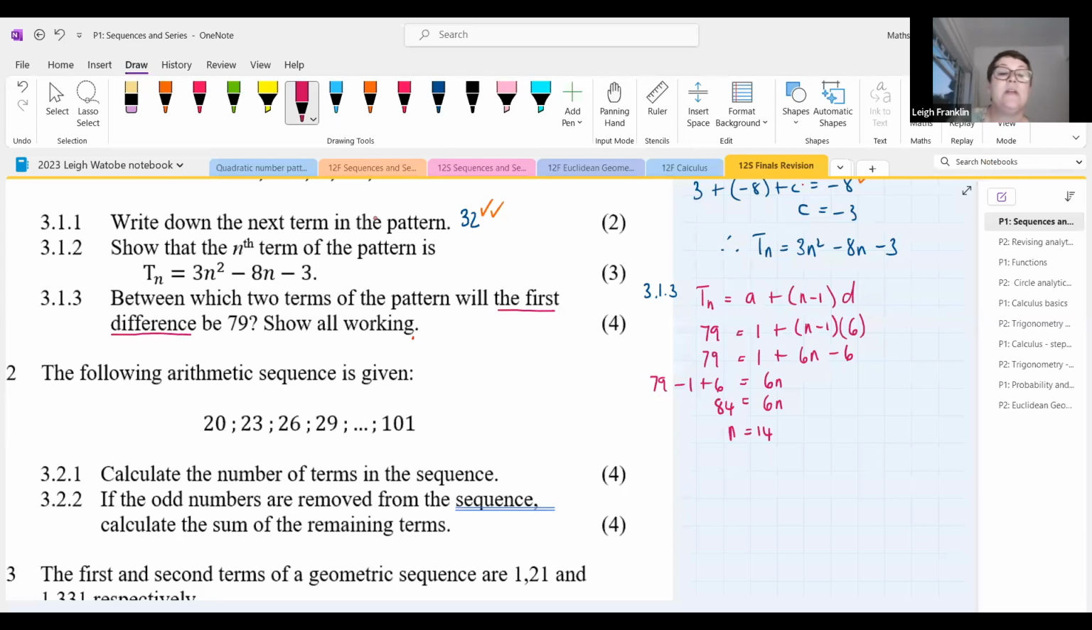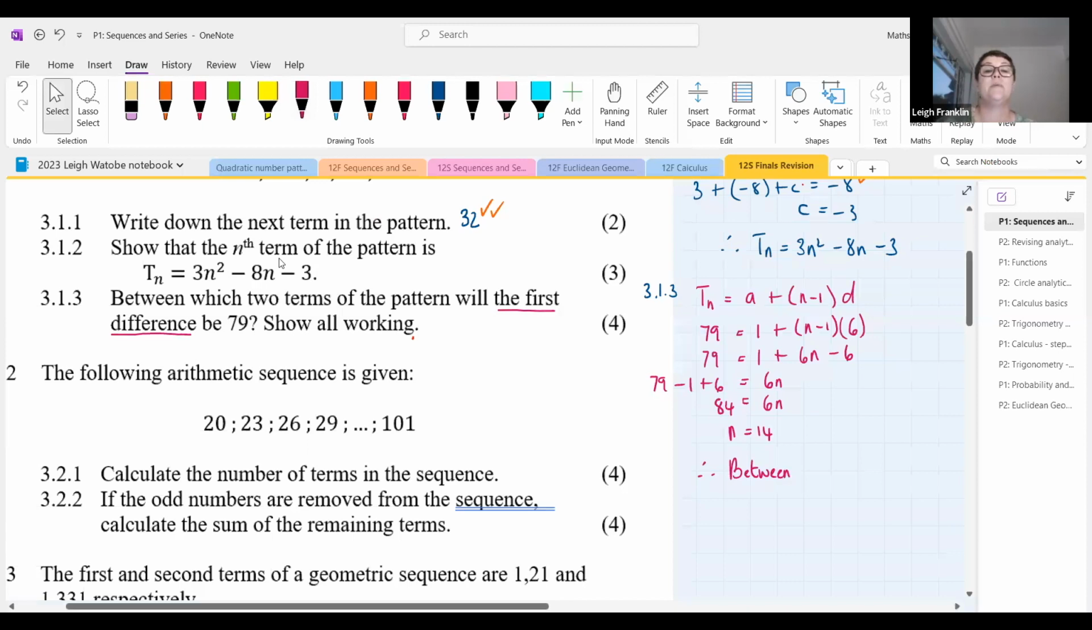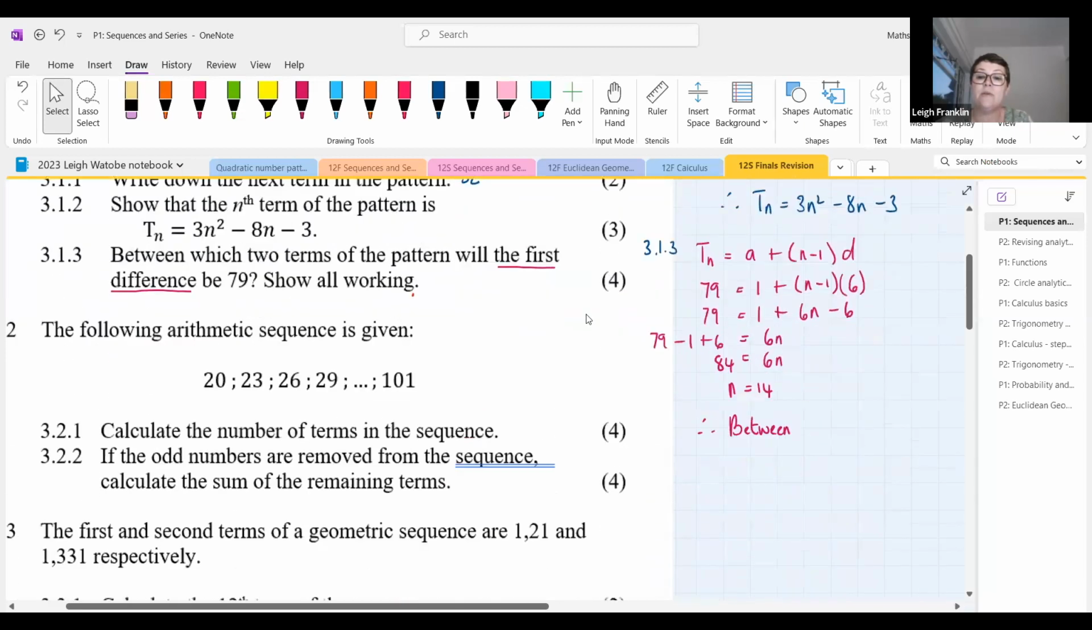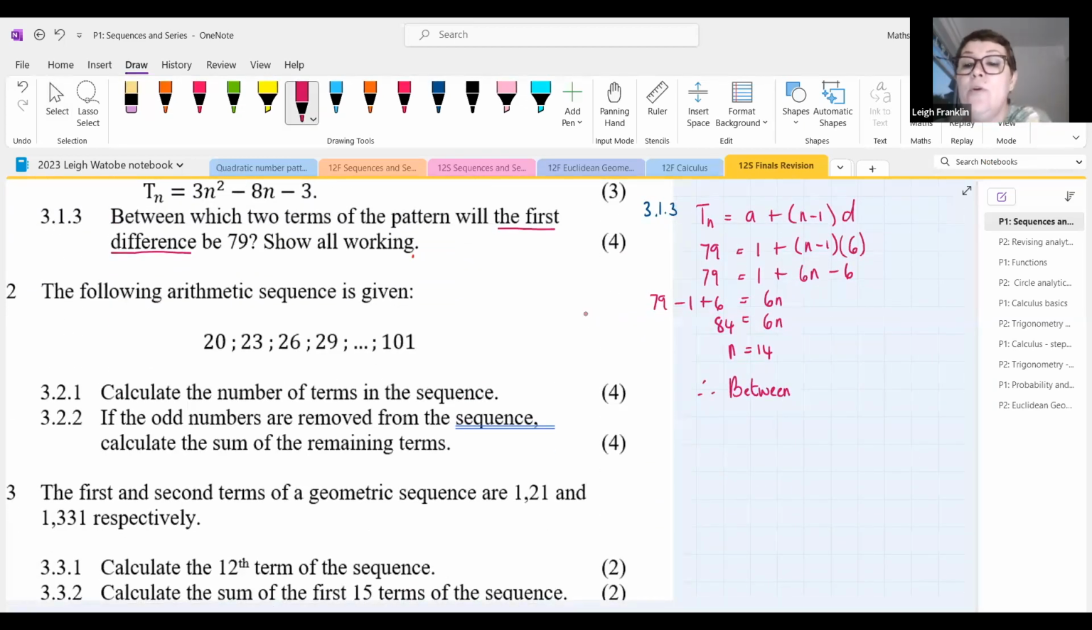Where the difference would be 79? So therefore, between which terms in the quadratic pattern? Okay, so term 1 of your first differences lies between term 1 and term 2 in the quadratic pattern. Term 2 in the first differences lies between term 2 and term 3 in the quadratic pattern. So this will be between your 14th and 15th terms of your quadratic pattern.